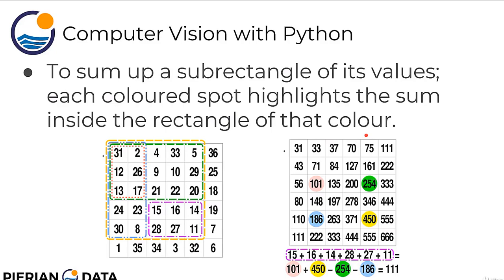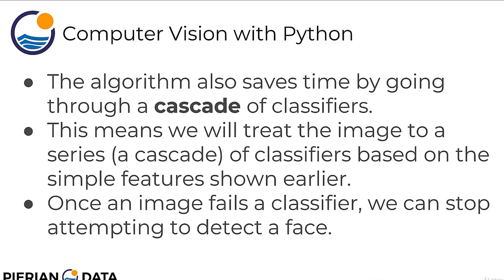Okay, so let's go ahead and move along. After that, the algorithm also saves time by going through a cascade of classifiers, which are essentially the features. This means we're going to treat the image to a series, or a cascade, of classifiers based off the simple features shown earlier, those edges and lines. Once an image fails a classifier, we can stop attempting to detect a face there.